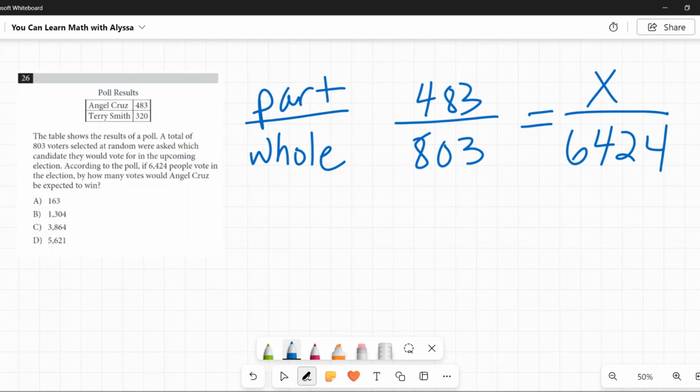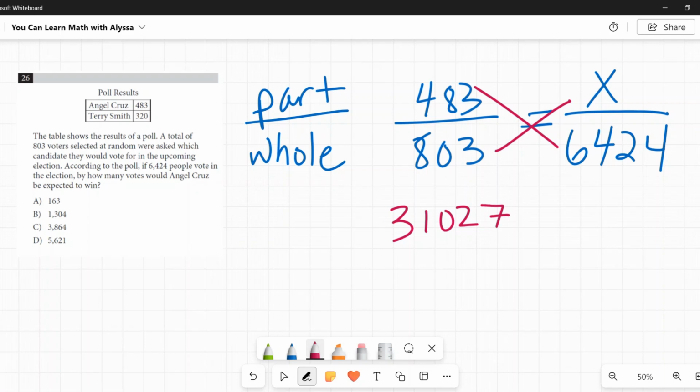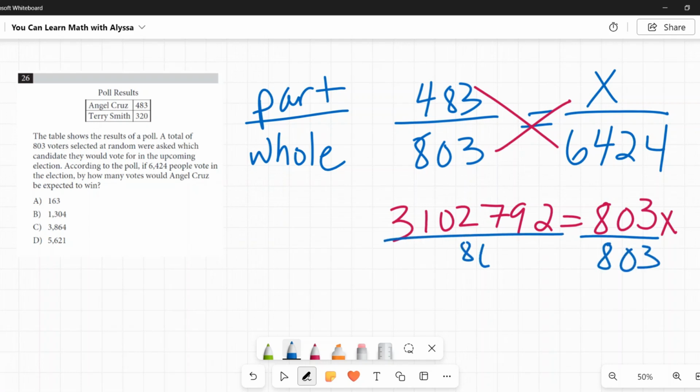Okay, so this is the first method. You can solve for the votes that Angel gets. You're going to do this by cross multiplying. 483 times 6,424, which I could do by mental math, but not that I can't, is going to give me 3,102,792. And cross multiplying the other way is 803x. Then I need to divide both sides by 803 to undo that. And that will give me 3,864 votes for Angel. And what did I tell you right there? They put it there as an answer. So there's my votes for Angel.